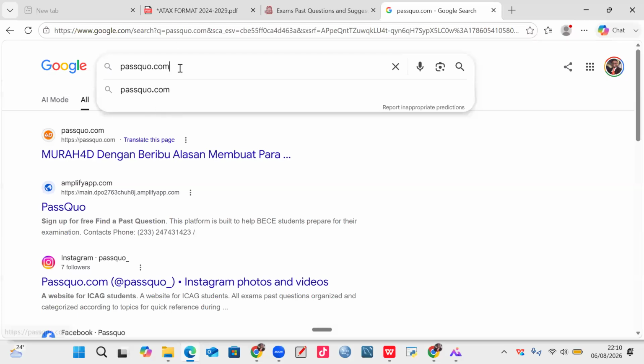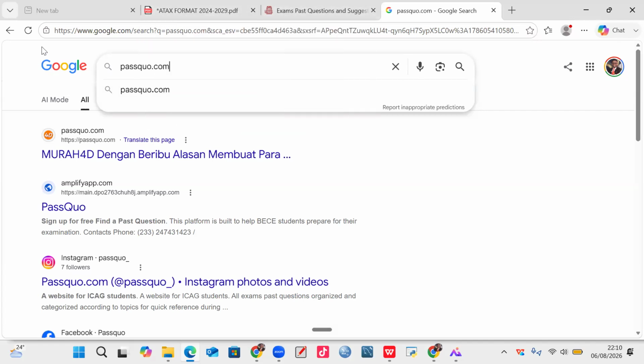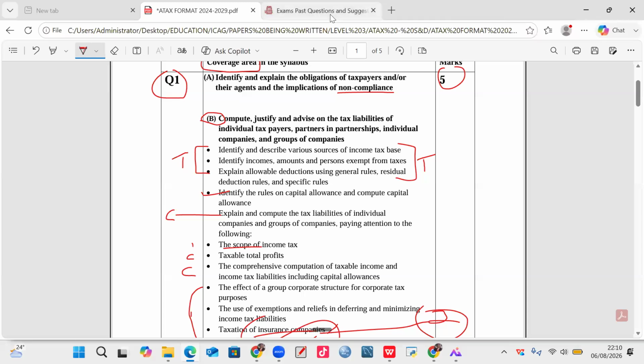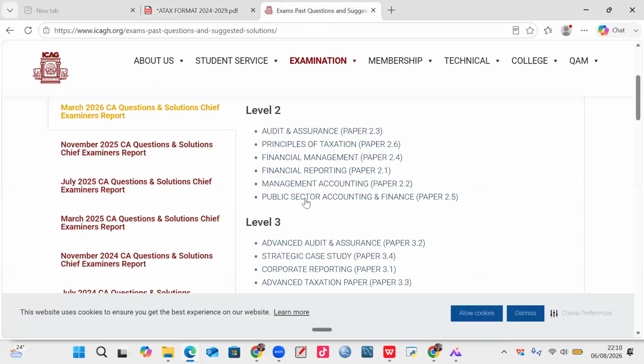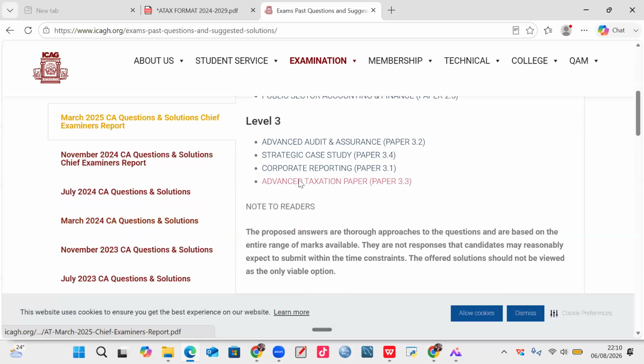So for that one, even if you can't identify which year has a particular topic, when you go to pasco.com, you just type in the topic, let's say tax on partners. It will reveal about 5-10 past questions on taxation on partners or partnership. Then you just go to the website here and you download them and then you watch them. So let's pick March 2025. Then we go to advanced taxation.